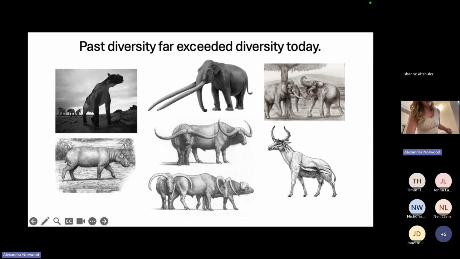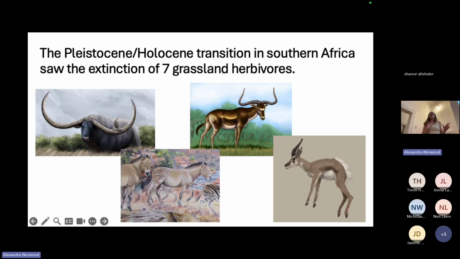The specific time period that I work in is called the Pleistocene-Holocene transition. That happened about 10,000 years ago. And during that time, we see the extinction of 7 grassland herbivores, which you're probably familiar with some of: the longhorn buffalo, the Cape zebra, the Bond springbok, and the giant wildebeest. These are some of the species that went extinct about 10,000 years ago.